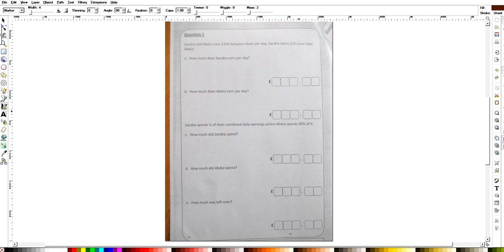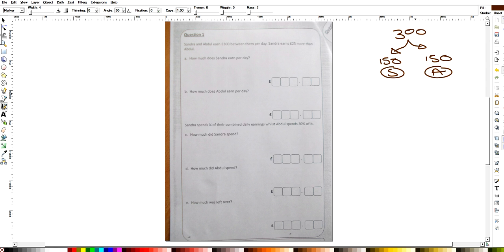Sandra and Abdul earn £300 between them per day. Sandra earns £25 more than Abdul. How much does Sandra earn per day? So first of all, let's start with 300. Let's split 300 equally first, as the first part of my calculation. So if they both got an equal amount, how much would they get each? 150.